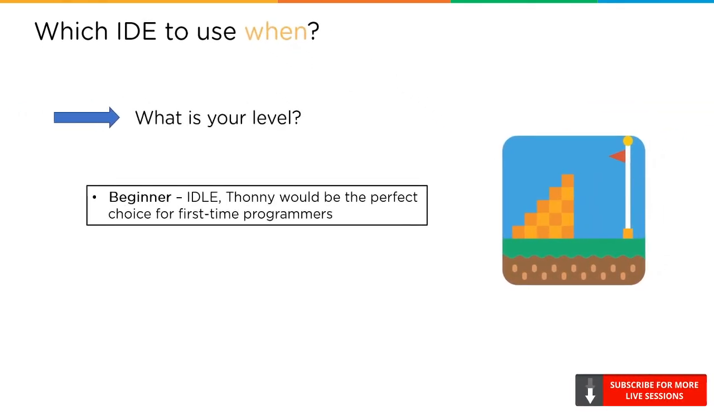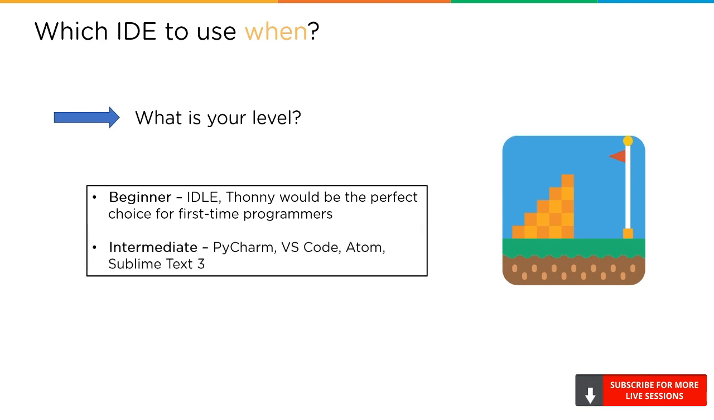Now, are you an experienced developer or just starting with coding? So, if you are a beginner, then IDLE and Thonny would be the best and perfect choice for your first time. In case you're an intermediate programmer, then PyCharm, Microsoft Visual Studio Code, Atom, Sublime Text 3 all will be good if you're an existing programmer and you're coming from a different programming language.